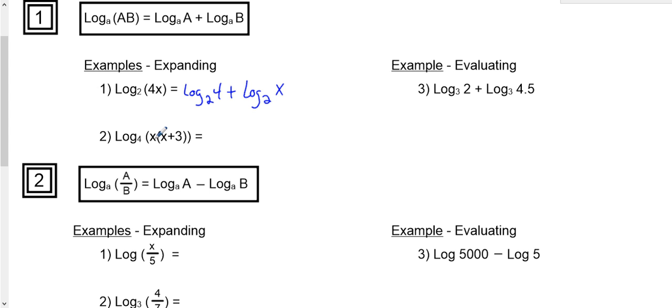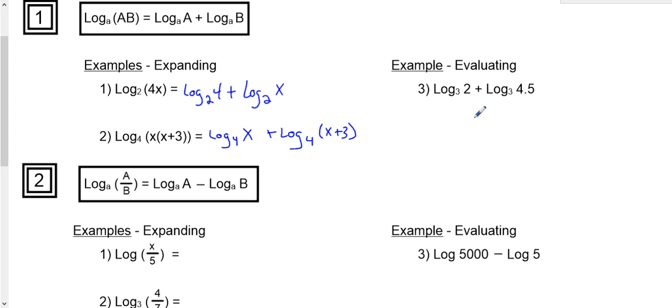With log base 4 of x times x plus 3, again, I only have 2 terms. So this would become log base 4 of x. Let me rewrite that. Log base 4 of x plus log base 4 of x plus 3. I cannot split the x plus 3 up at all. Now, if I had 3 terms or 4, I would just have 3 or 4 separate logarithmic expressions being added together.